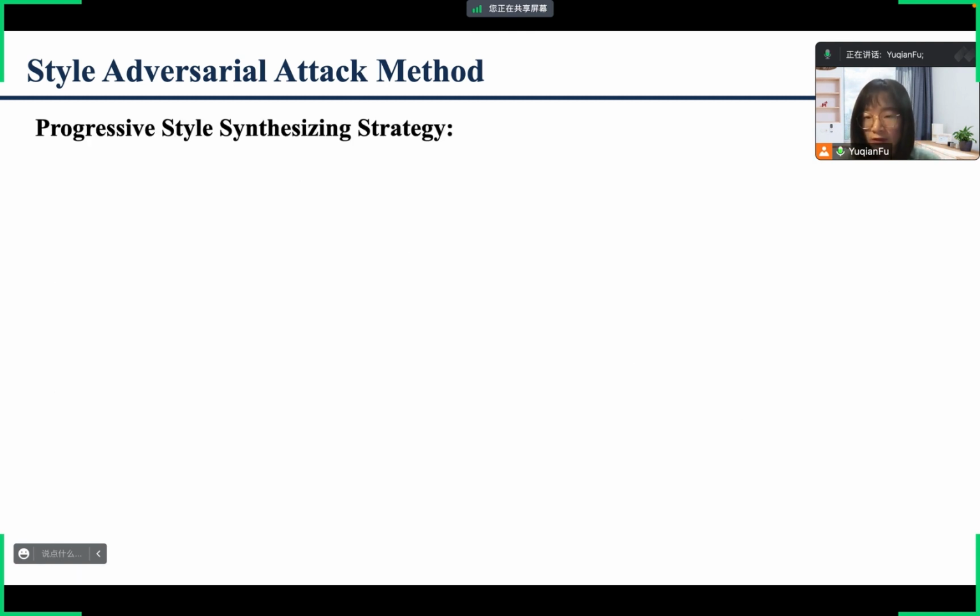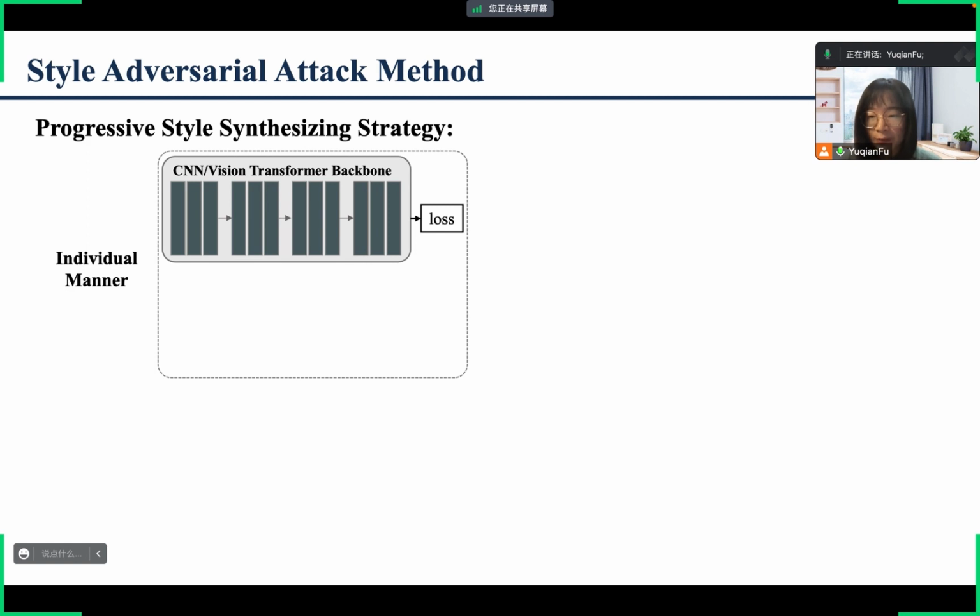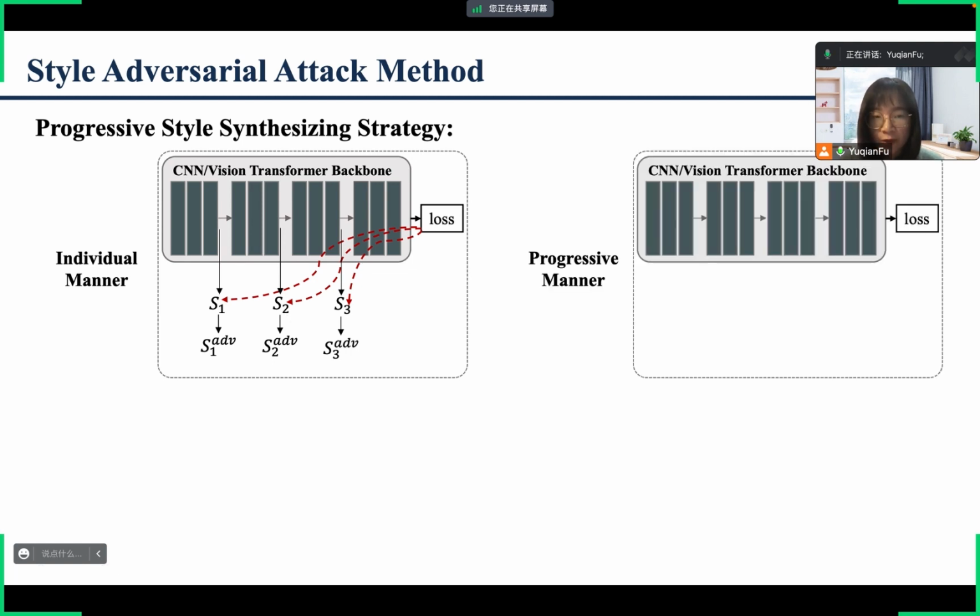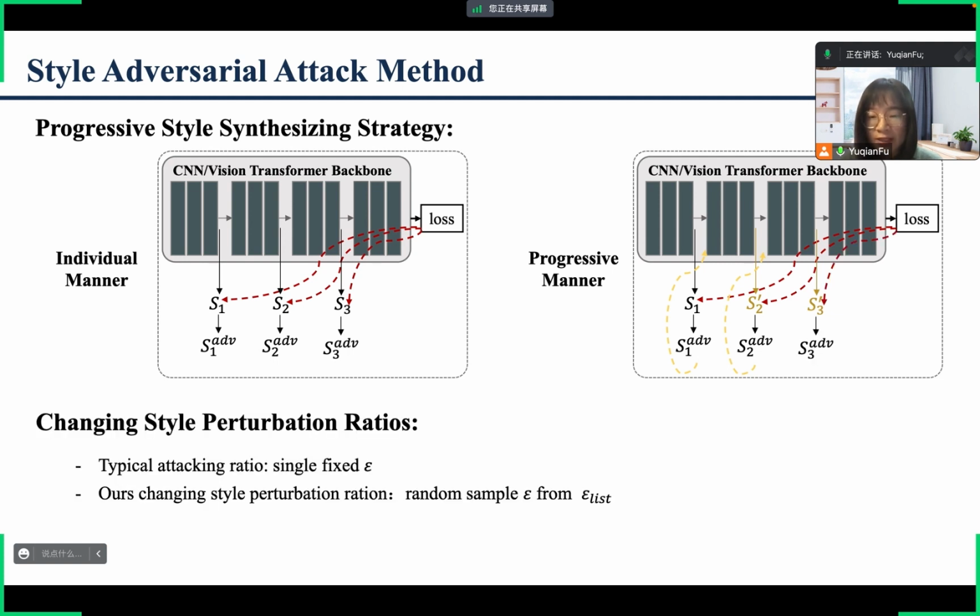To improve the style attacking method, we made several improvements. Firstly, to attack styles at multiple feature maps, the most simple and direct way is to attack these feature maps individually. However, this may lead to inconsistency between the attacking signals. Thus, we propose to attack in a progressive manner. Concretely, as shown in this animation, the attacking signals of the current block are accumulated from the adversarial styles of the previous blocks. Besides, in order to increase the diversity of the generated styles, we propose to randomly select the attacking ratio from a list rather than using a fixed one.